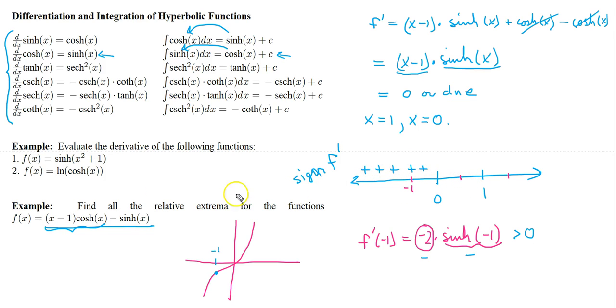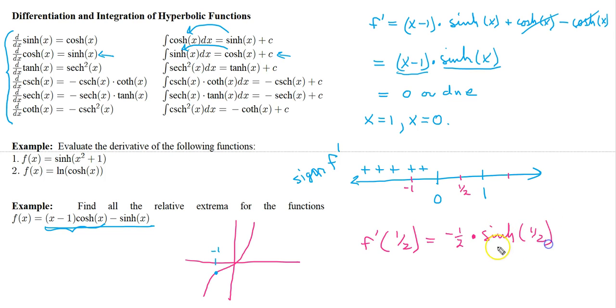Now let's plug another test value in, let's say 1/2. Now if we look at f prime of 1/2, if we put that into our derivative, this will be a negative number, 1/2 minus 1, so that'll be negative. And the sinh of 1/2, that is positive. See from the graph over here, right here is 1/2, say, we see that the sinh is positive. So this quantity is going to be negative.